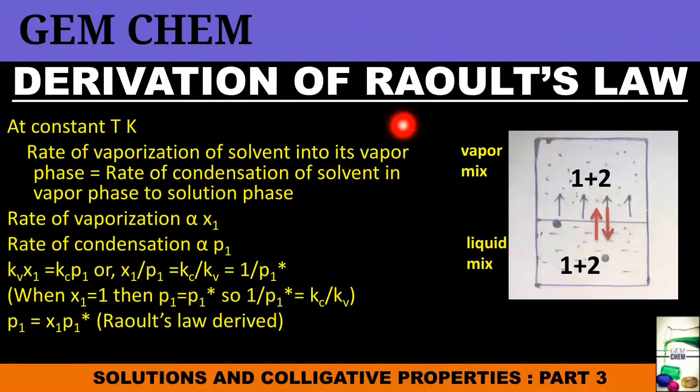Now we need to derive this Raoult's law. If we consider this equilibrium, then at constant temperature we can see that the rate of vaporization of the solvent into its vapor phase is almost equal to the rate of condensation of the solvent from the vapor phase to the solution phase. That is, the amount of vapor formation and the amount of liquid formation by condensation are equal.